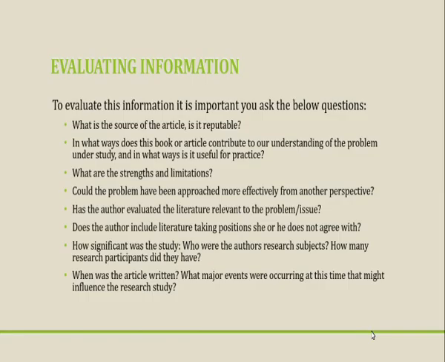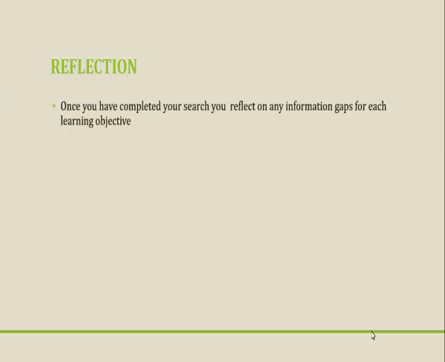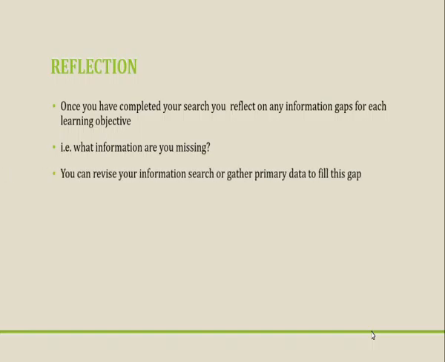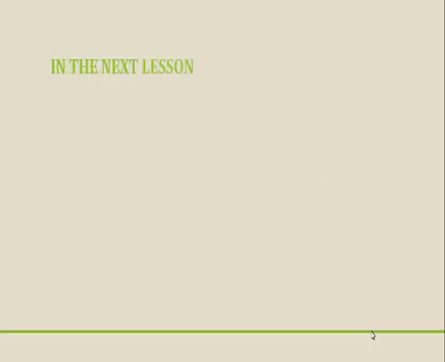Once you're happy you've collected enough secondary information to satisfy your information needs, you need to determine what information gaps you have, i.e., what information you're missing. If you're missing information, you can decide to either revise your information search and look for additional information or gather primary data to fill this gap. In the next lesson, we will look at gathering primary data and approaches to doing this.